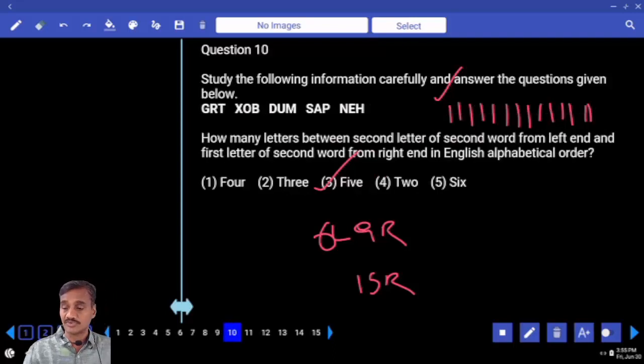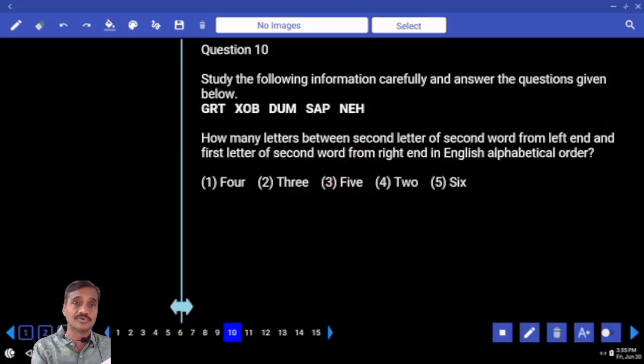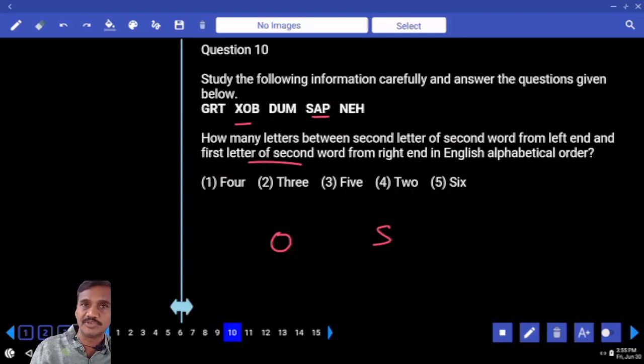The next one, 10 onwards, is based on a set of words. Now in this one, how many letters are there between the second letter of the second word from the left? What is the second word from the left hand side? XOB. What is the second letter we have? O. And the first letter of the word which is second from the right, S. Now between O and S, how many letters are there? P, Q, R are the 3. Choice 2, question number 10.